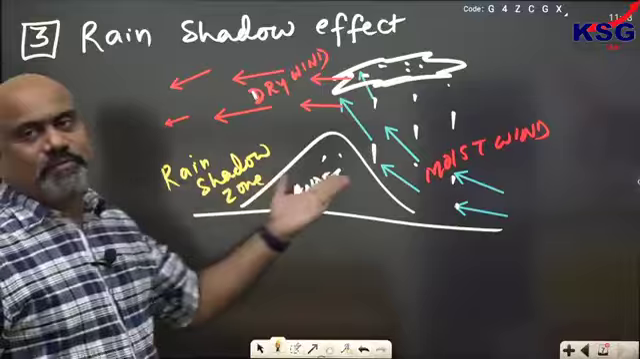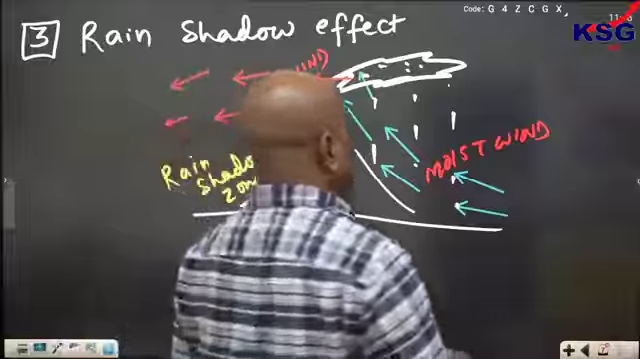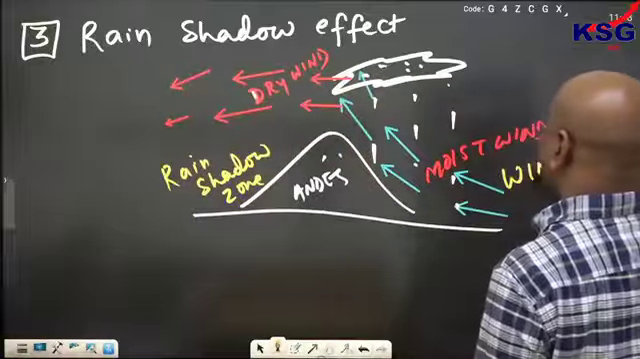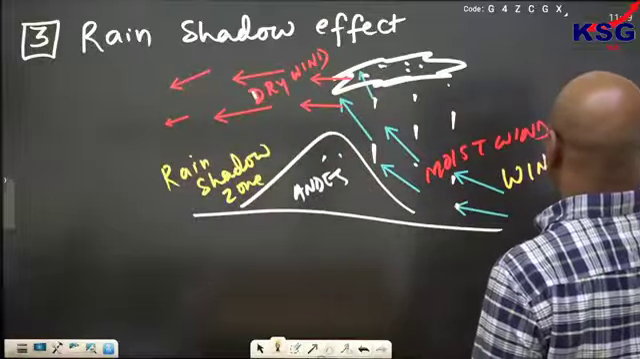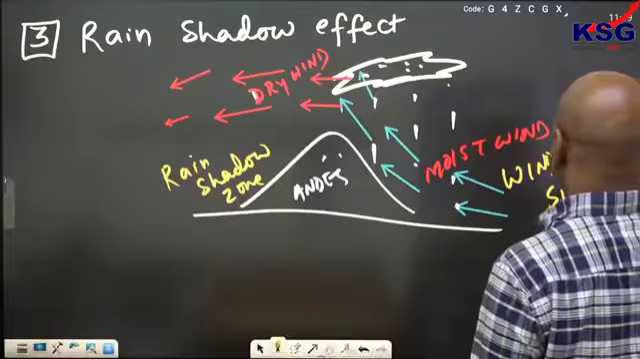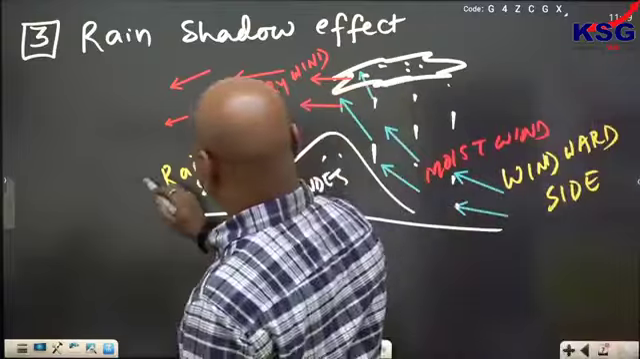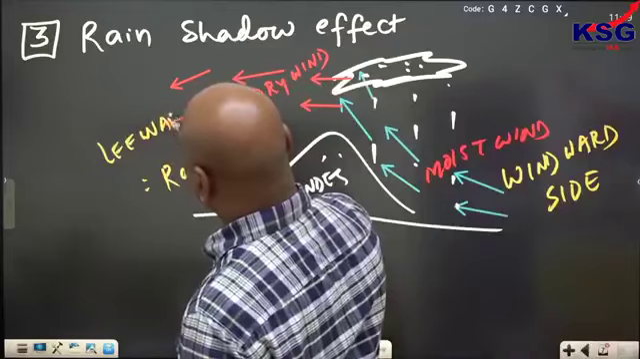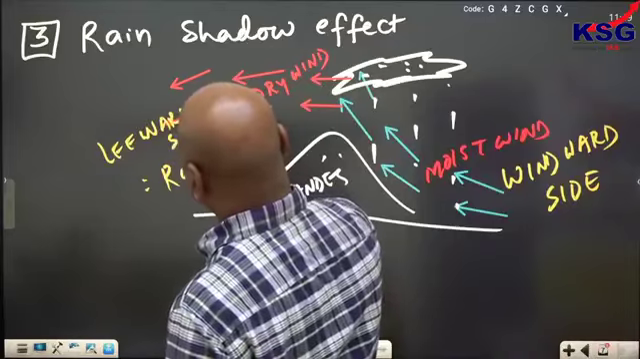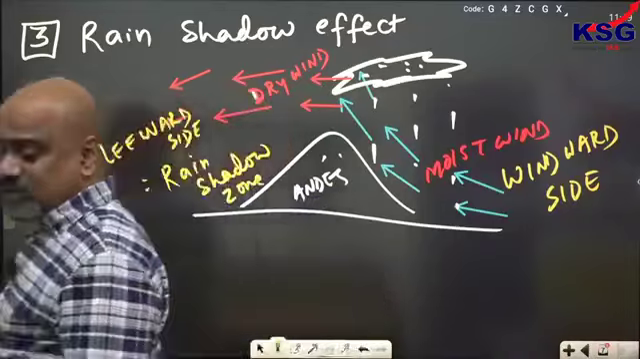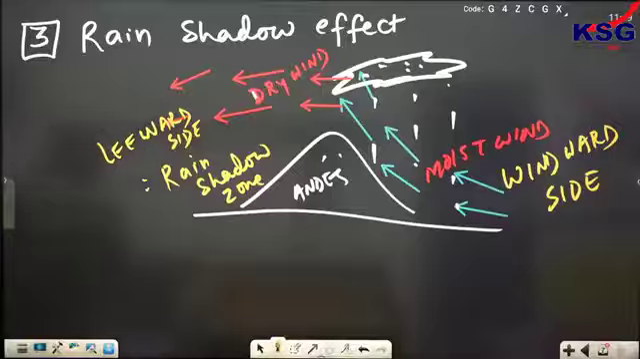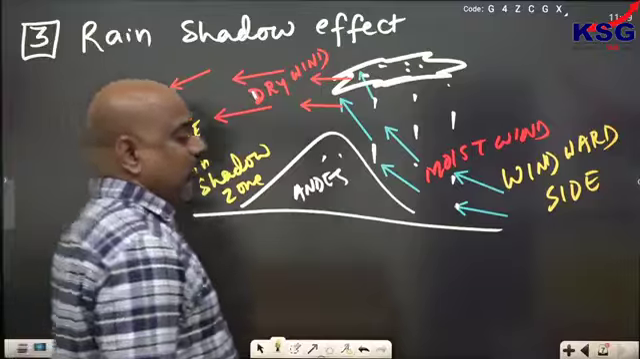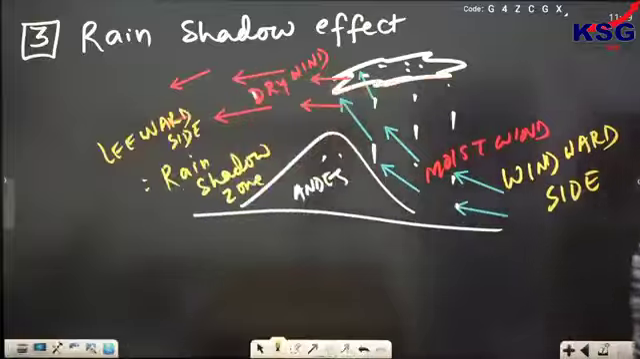This side you have rainfall. This is the windward side. This is the rain shadow or leeward side. Leeward side is rain shadow area. Because anywhere you have rain shadow effect, definitely there will be no rainfall. Rain shadow effect.